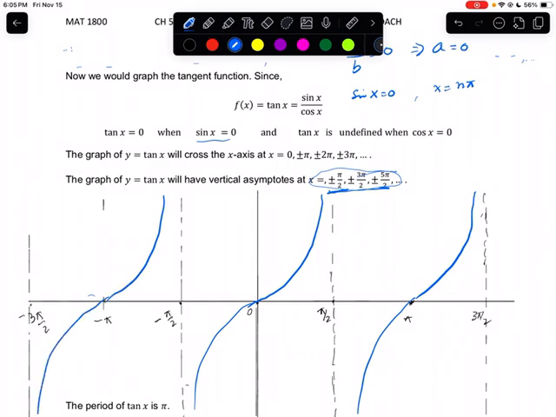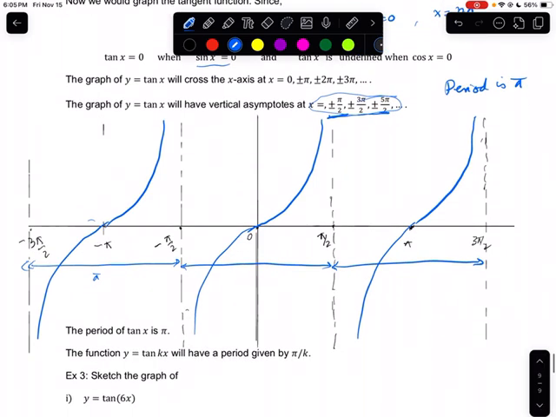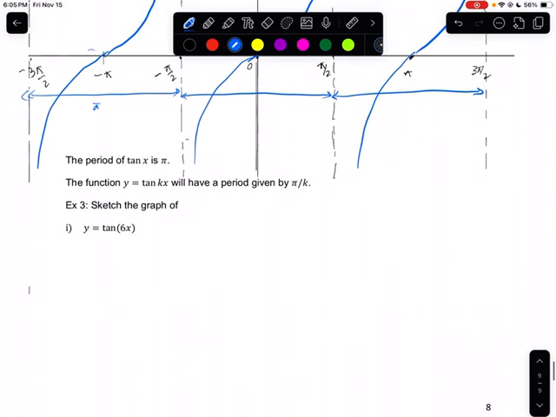now note here, this distance is pi. Similarly, this distance is pi. Similarly, this distance is pi. So what does that mean? The tangent repeats itself after pi units, which means the period is pi. Period of tangent is pi. So the period of sine and cosine was 2 pi, but here the period is pi.